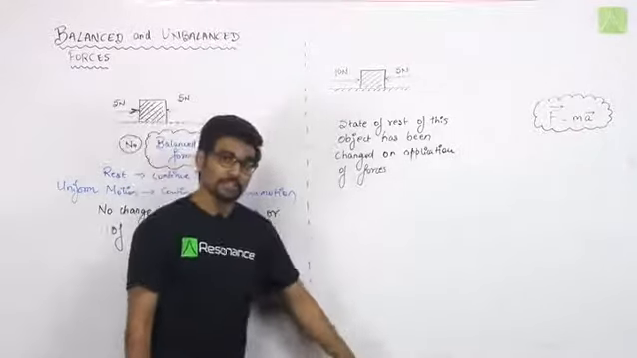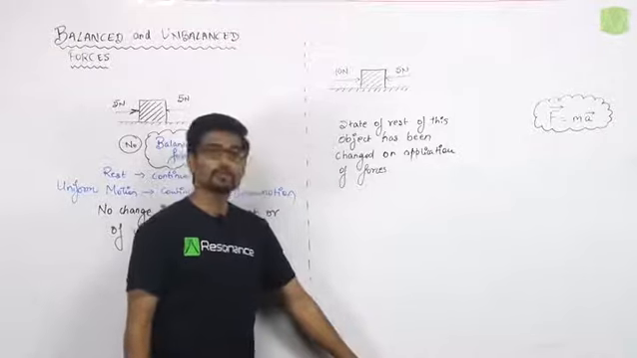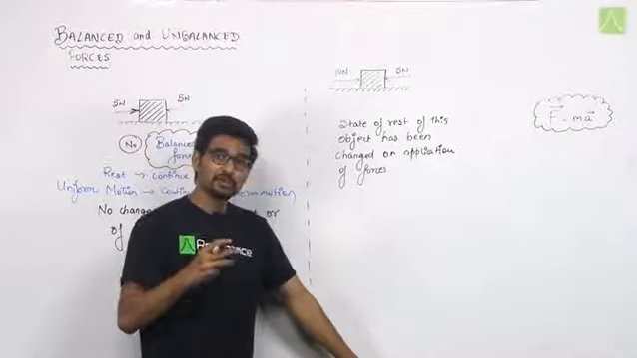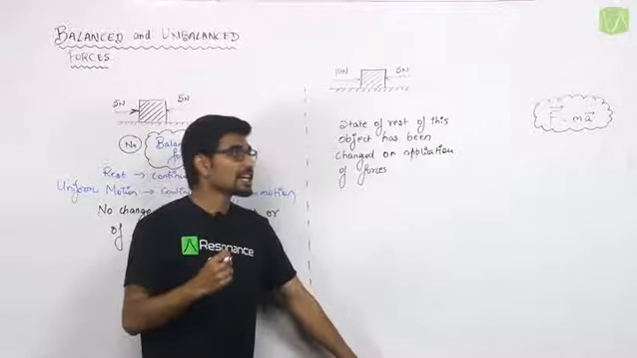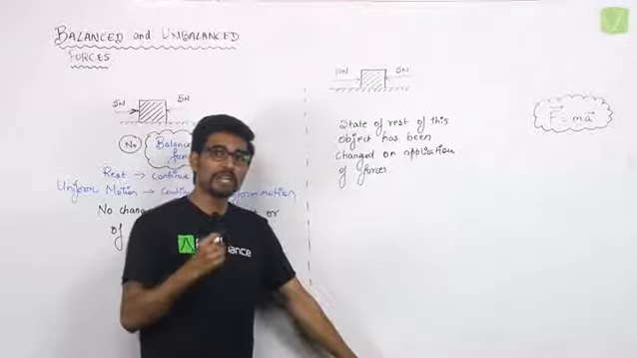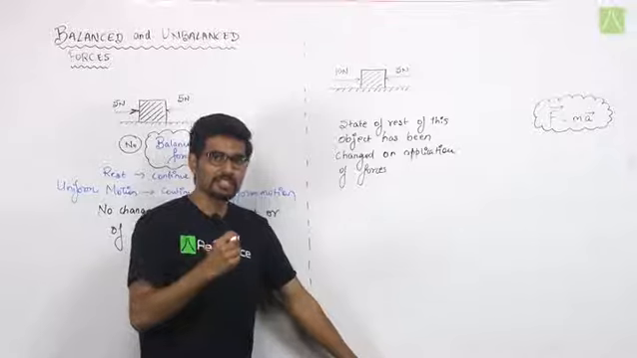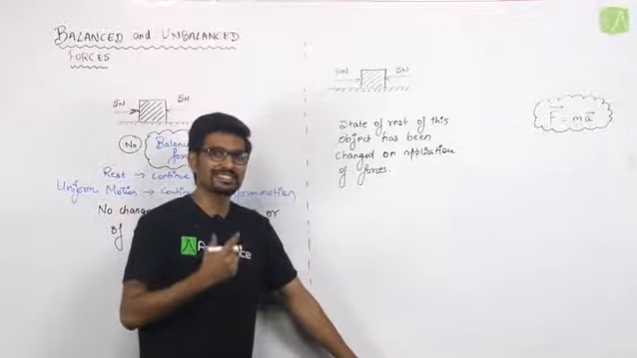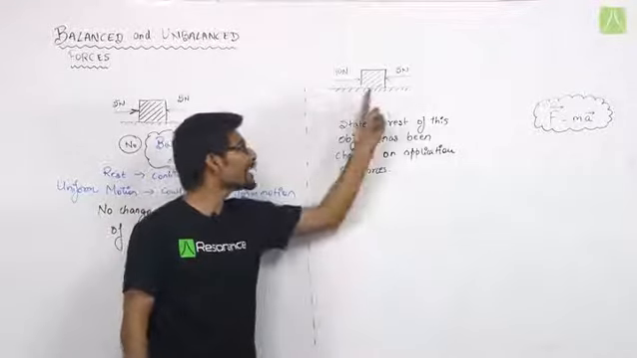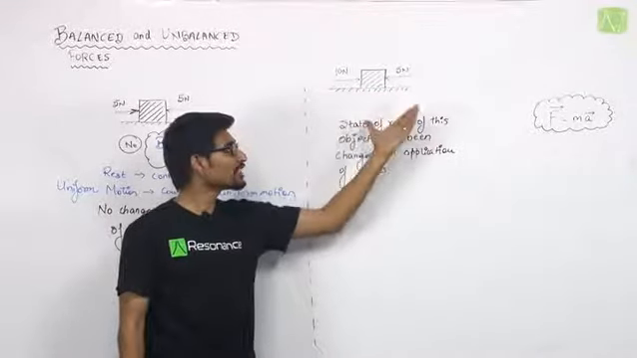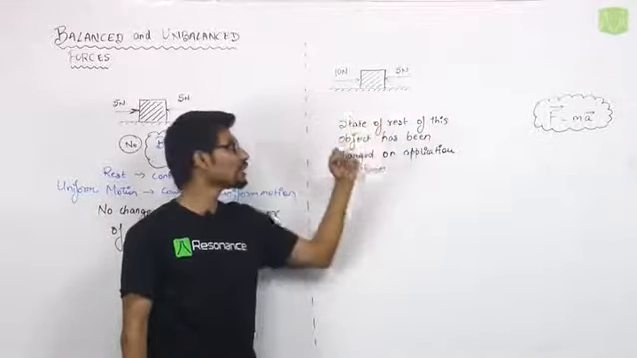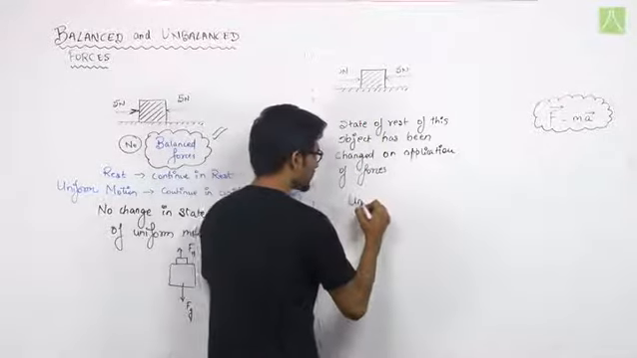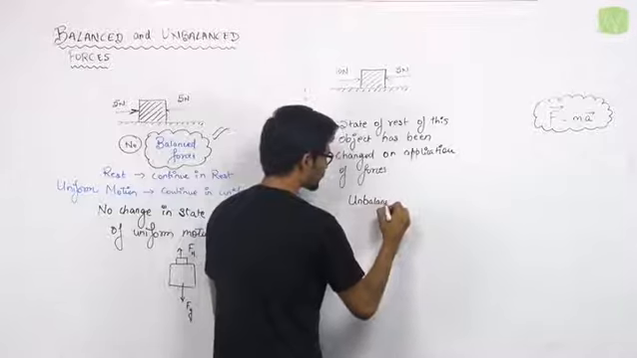So what are unbalanced forces? When n number of forces are acting on an object and those forces can bring a change in the state of rest or of uniform motion of that object, then those forces are known as unbalanced forces. You can see the forces are not balanced, 10 newton here and 5 newton here, creating an unbalance. So this is known as unbalanced forces.